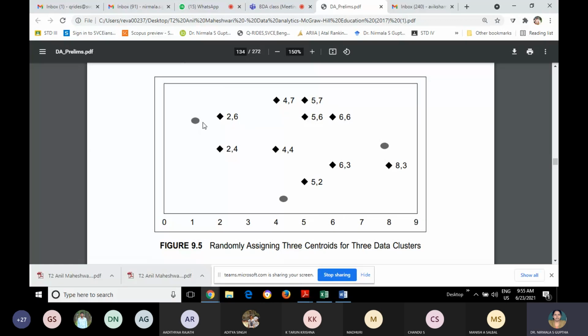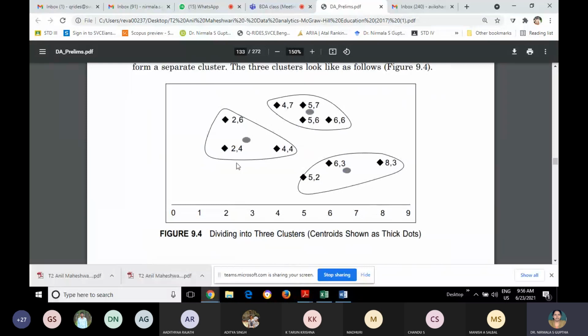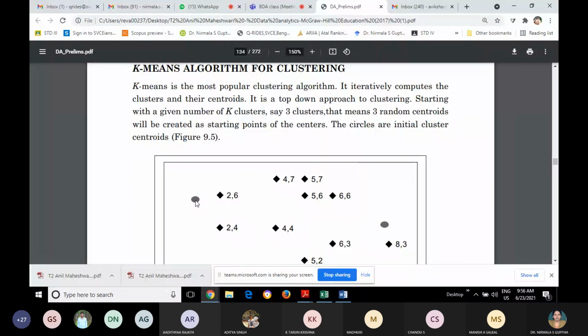2, 3, 4. Based upon the distance only, we are trying to find out and recalculate how the centroid for each of these clusters will be recalculated in such a way that it is closest to all the data points allocated in that cluster. Now my first cluster is this. I'll just go back and show you. See, my first cluster is this: 2,4, 2,6, 4,4. But when I have this centroid here, it is too far, no? 4,4.